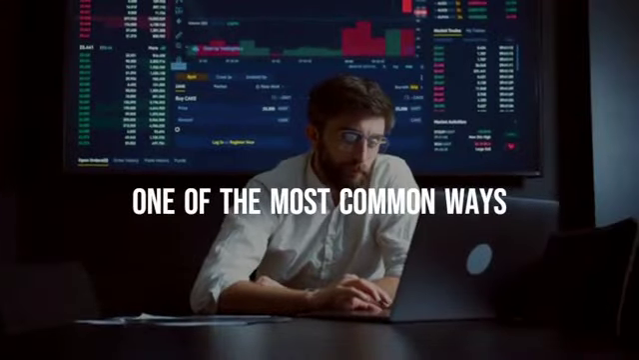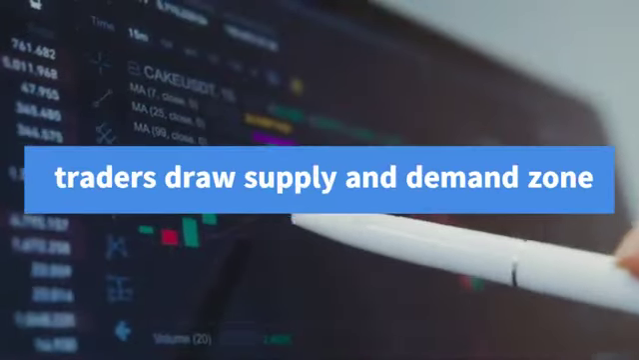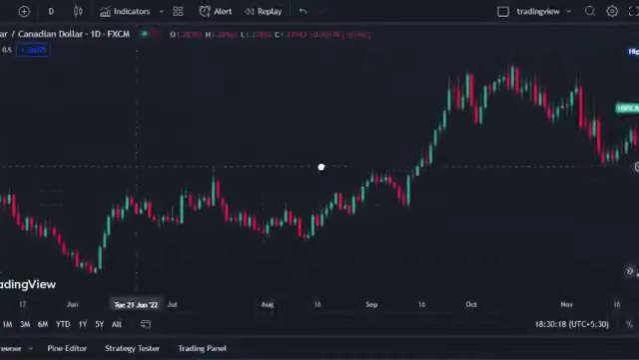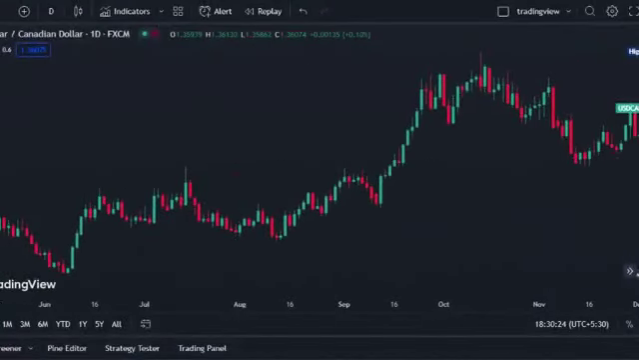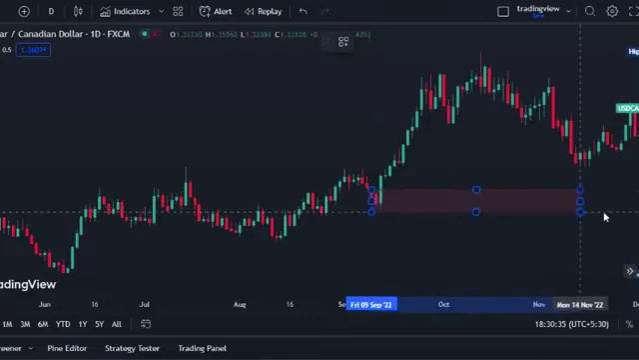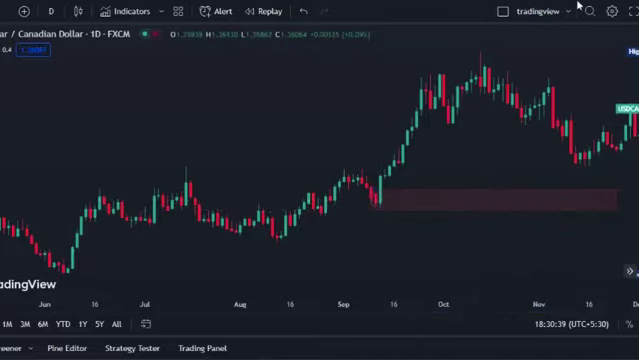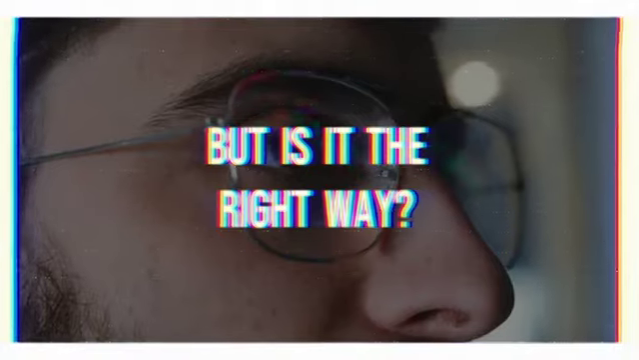One of the most common ways traders draw supply and demand zones is like this. They will search for a big candle near the reversal area, and after finding that big candle, they will draw a rectangle box with the previous candle size. Right, but is it the right way?